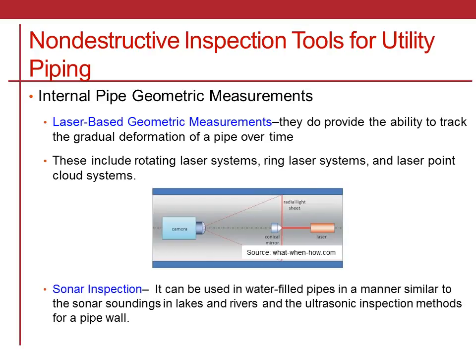The sonar inspection method works on the same principle as the laser-based geometric method, but the laser is largely affected by liquids such as water. So in water-filled pipes, such as a water pipe or an oil pipe, sonar is used to replace the laser. In this slide, we can conclude that even for the same pipe, the inspection method should be changed according to the content of the pipe.